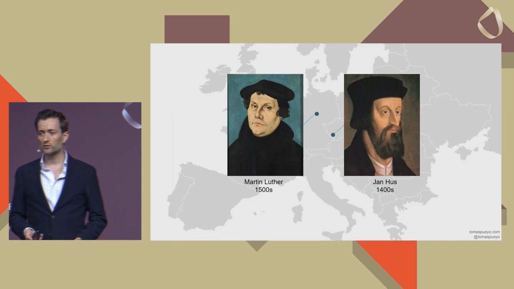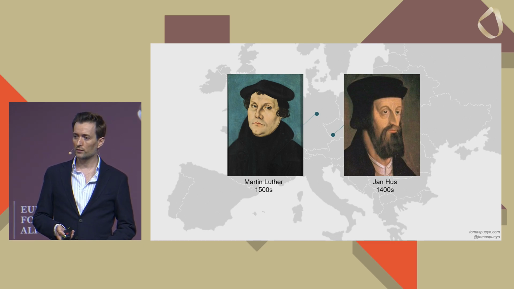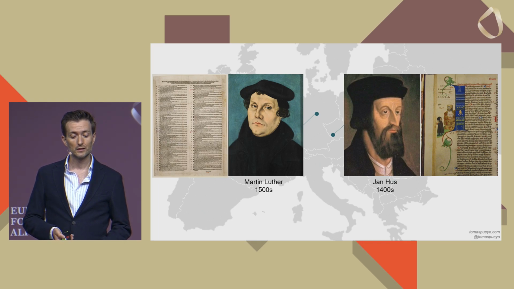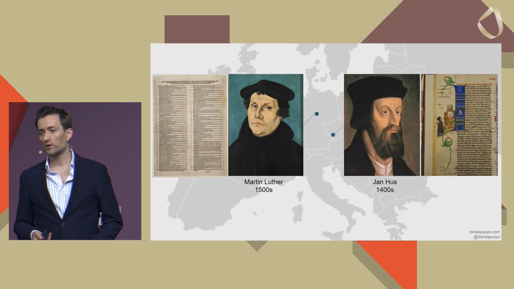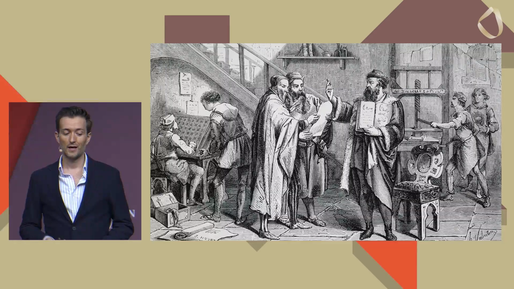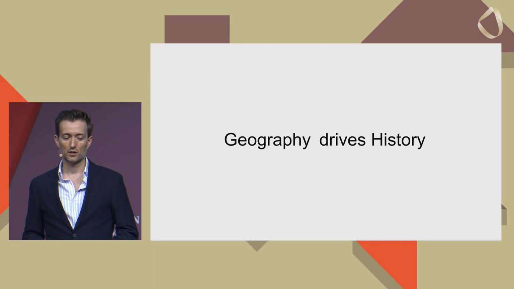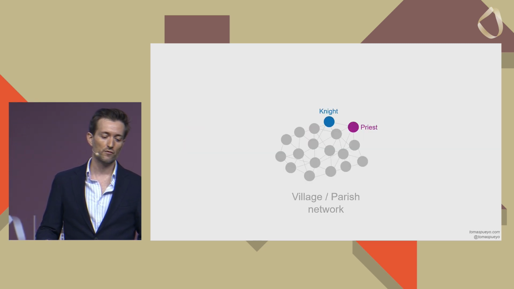So what's the difference between these two? Between Jan Hus in the 1400s and Martin Luther in the 1500s. And the huge difference is this. On the right, you have the handwritten books that were the method for information dissemination in the 1400s. And then in the middle of that century, you have Gutenberg's printing press. And that starts changing history. Geography is not as big a driver, and as technology develops, it's more and more of a driver of history.